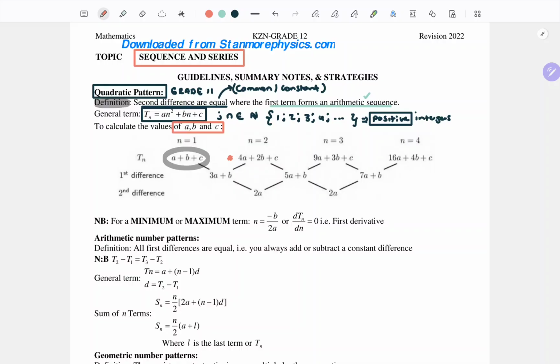Now remember, I'm putting an asterisk to suggest that this needs to be known and understood because it may be needed even when you least expect it. Same when we put n equals 3 into our general formula, we get that the third term is 9a plus 3b plus c. The fourth term and any other term, we just do that. So in general we can express any term in the quadratic pattern without finding the actual value of that term.